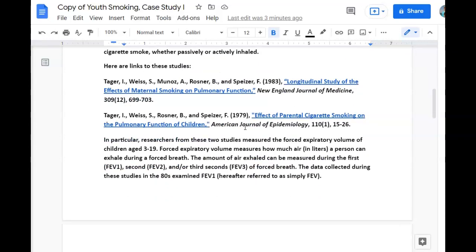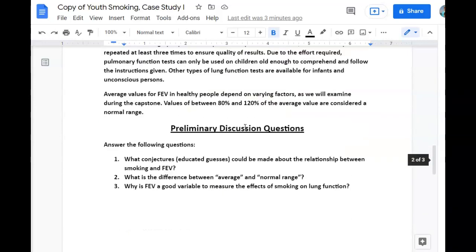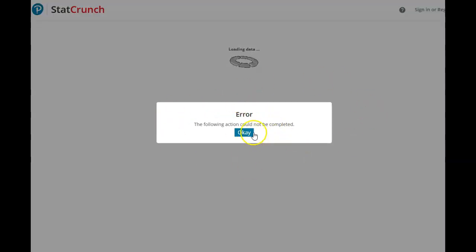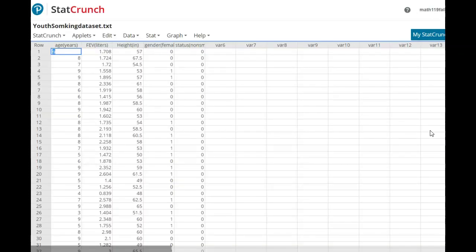Okay. If you want to look at the data set, now here's the data set right here. So this will take you to the data set. You're going to go here. It's going to give you an error. This means that you need to sign in. Okay, so you're going to click on sign in. And Math 119 Fall 2021. Math is cool over here. All right. The password is in Canvas if you look on the front module there. And this will take you directly to the data set.